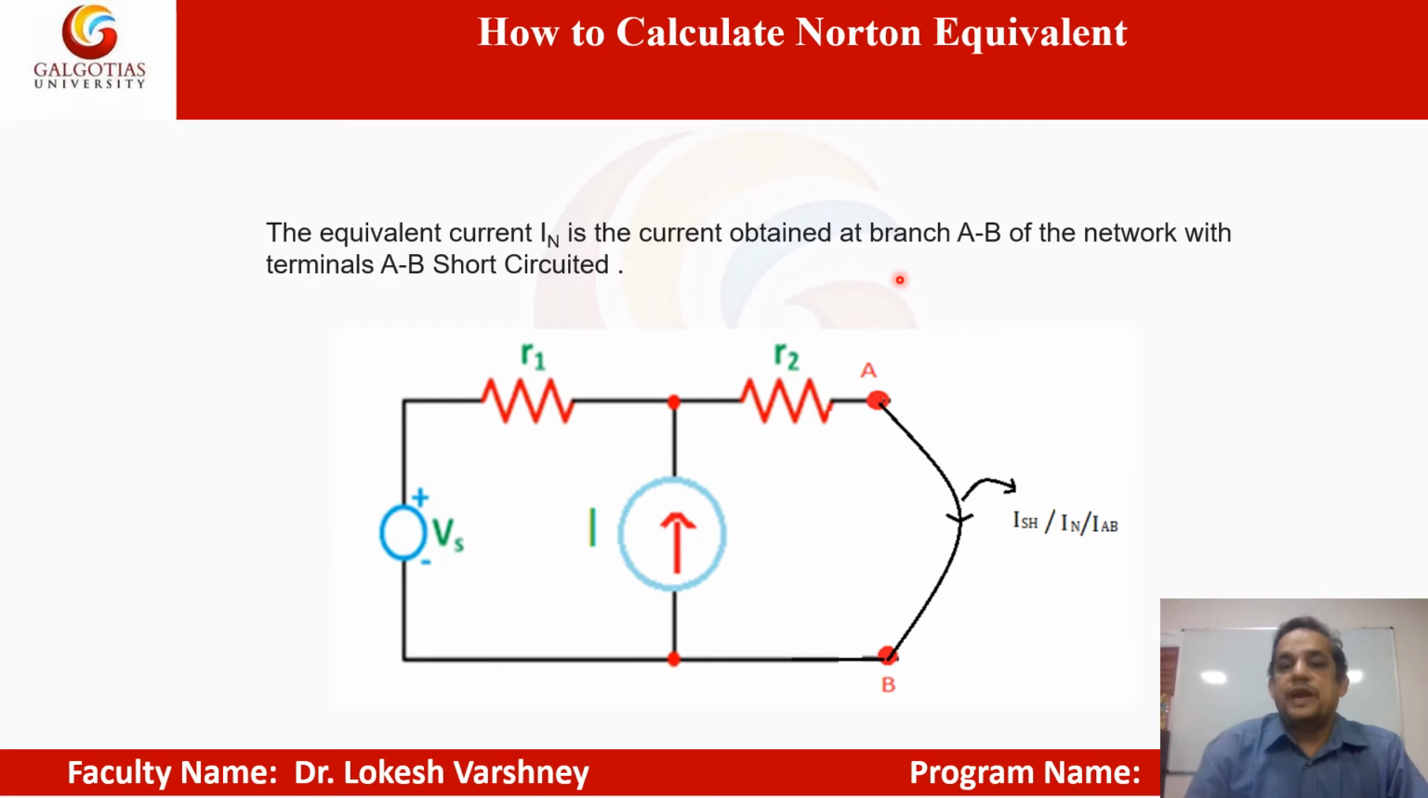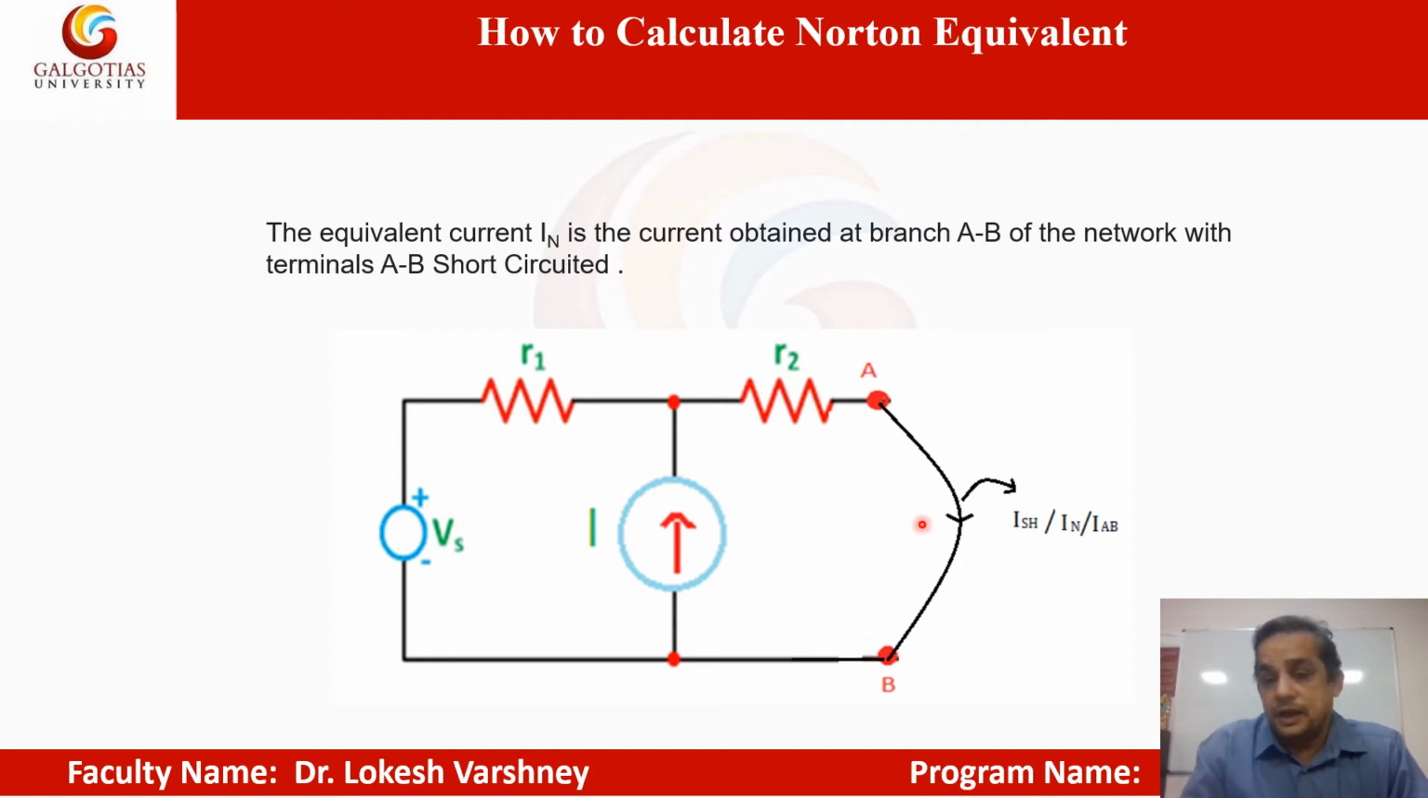Now come to how to calculate Norton equivalent. Here we give one circuit. There are two resistances R1, R2, one current source I, and one voltage source. We find the current in RL through Norton equivalent. Firstly, you remove the RL from the circuit, and after that you connect the terminals A and B by wire. That means short circuit of terminals A and B.